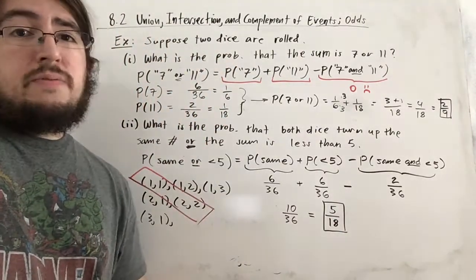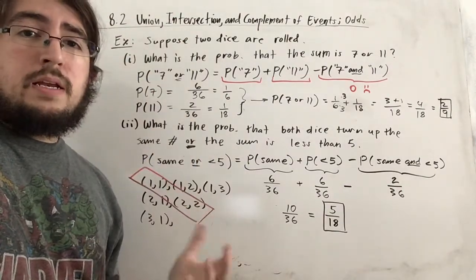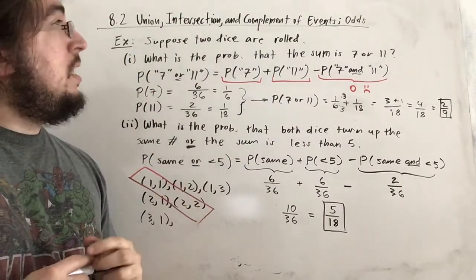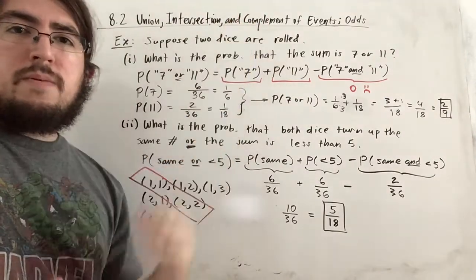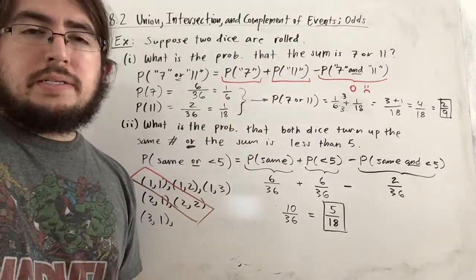So nice. That was it for talking about unions and intersections when it comes to events and finding those probabilities. And now we're going to take a look at what happens when we want to find the probability of the complement of a set, as well as talk about odds.